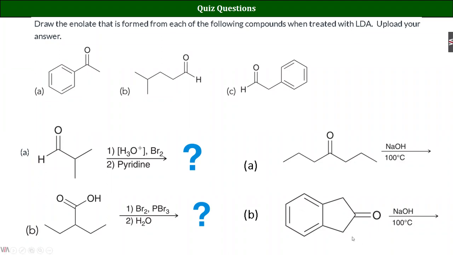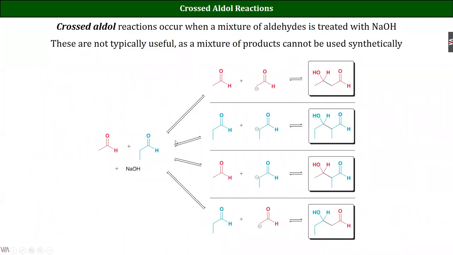So the aldol reactions, if it's the same molecule reacting with itself, it's considered a symmetric aldol reaction, even though you don't make a symmetric product. The two reactants are symmetric. If you want to make an asymmetric reaction, it's called a crossed aldol. And it's not all that useful synthetically unless we go about it really deliberately.